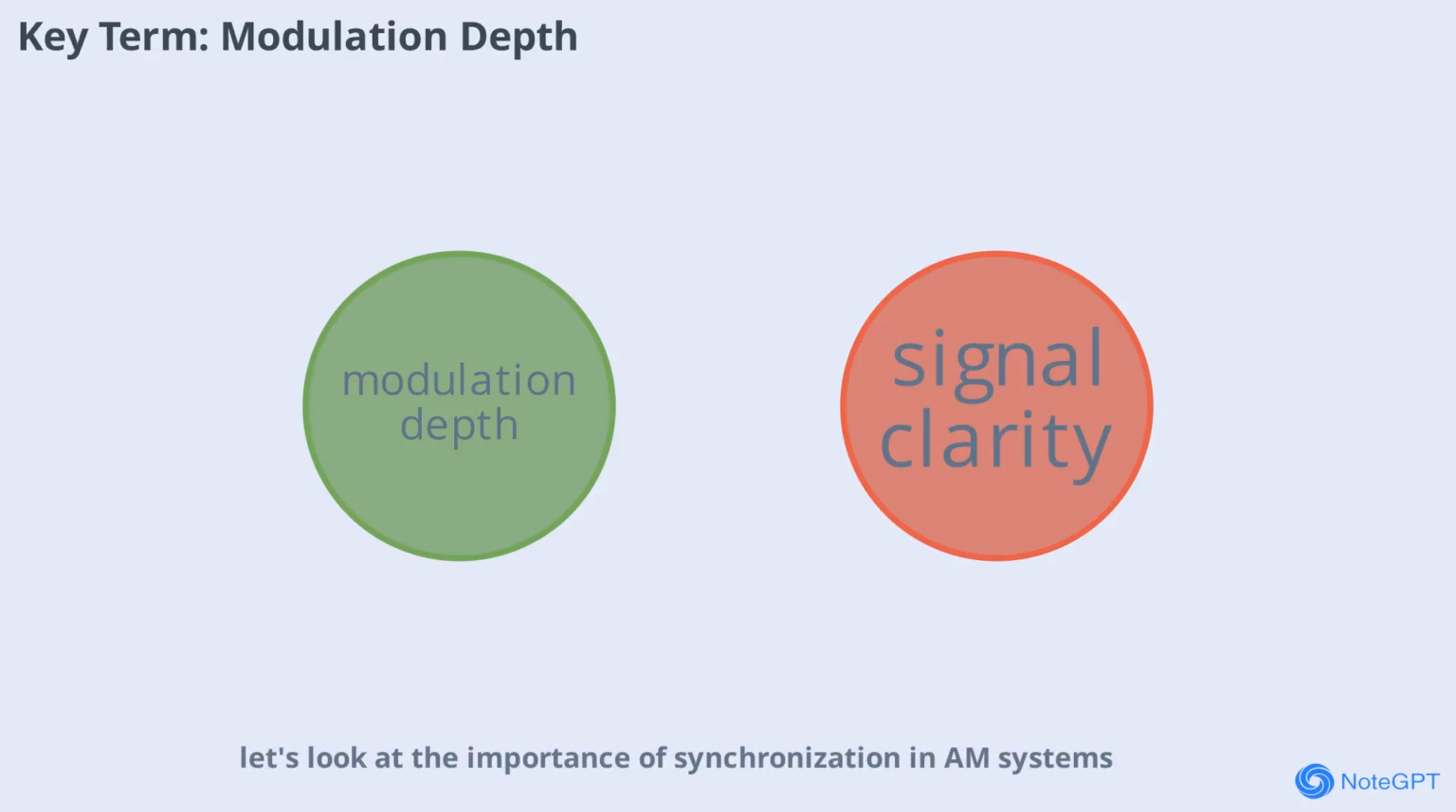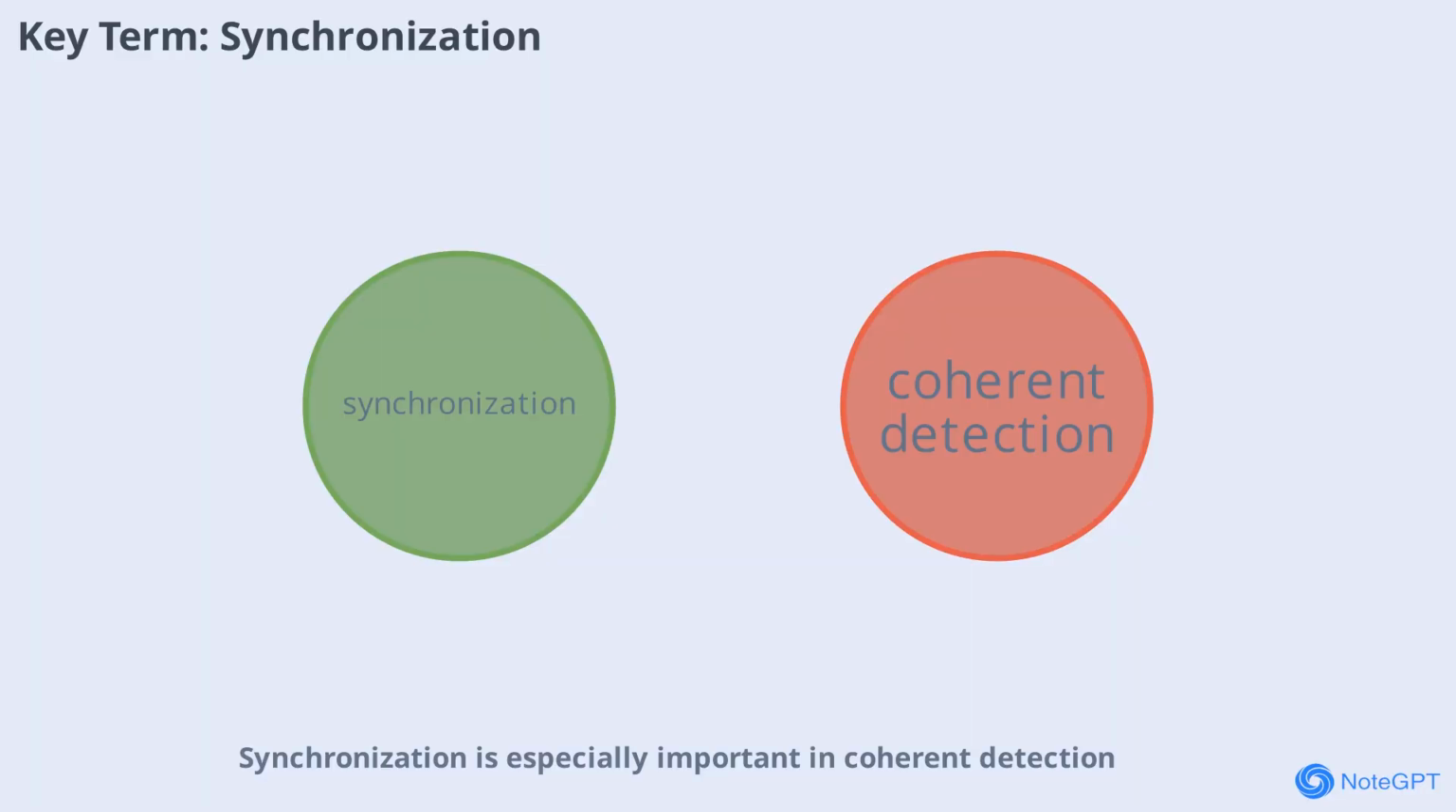Next, let's look at the importance of synchronization in AM systems. Synchronization is especially important in coherent detection, where the receiver must generate a carrier that matches the frequency and phase of the original transmitted carrier. Accurate synchronization ensures that the message is recovered correctly and without distortion. This is particularly challenging in mobile or rapidly changing environments.